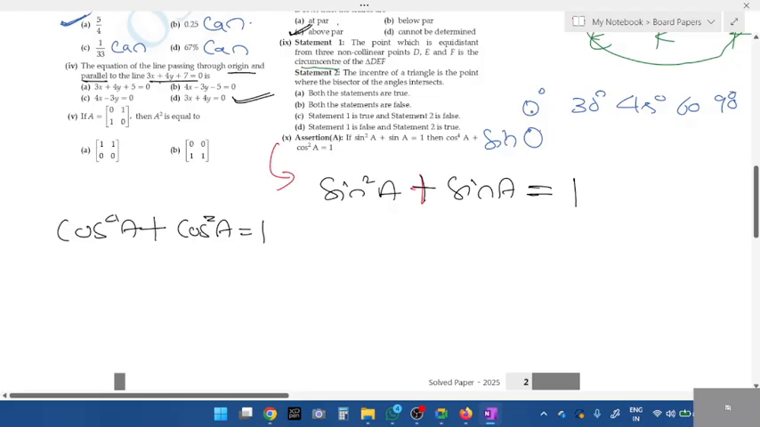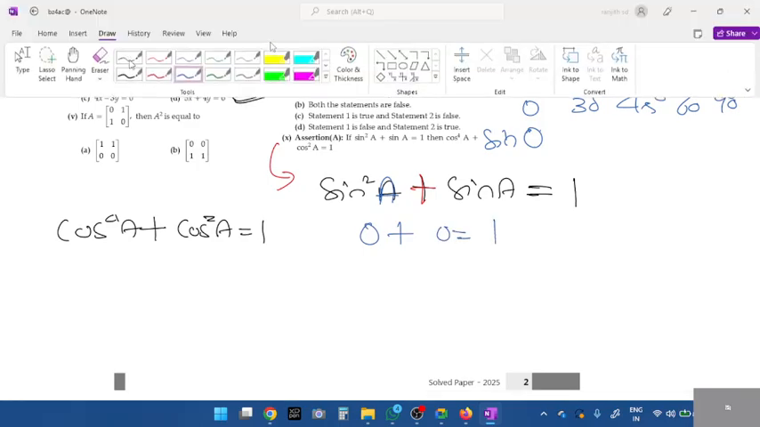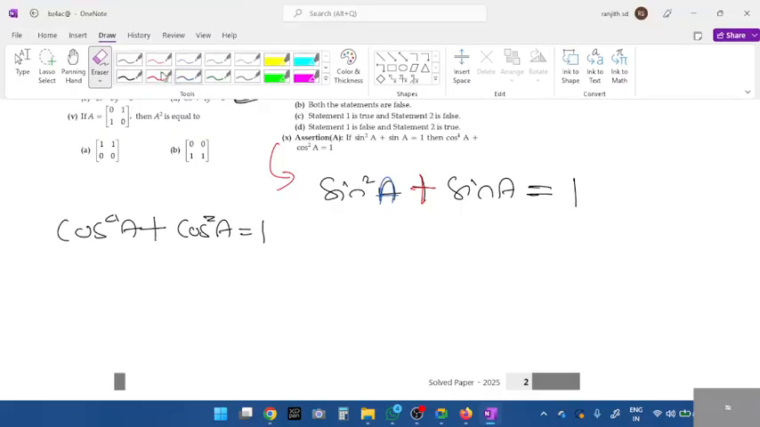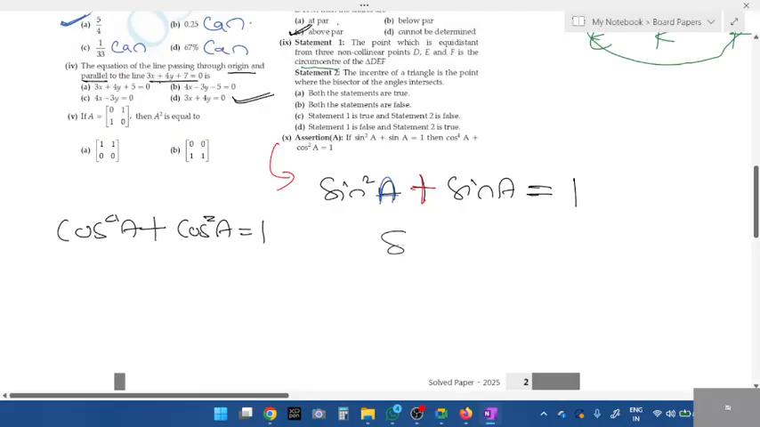We'll do one thing. In place of A, let us substitute 0 degrees. So if I substitute 0 degree, what is sin square 0? No, wait a minute. 0 plus 0 plus 0, you don't get 1. Okay, we can't take any values. Sin A is equal to 1 minus sin square A.